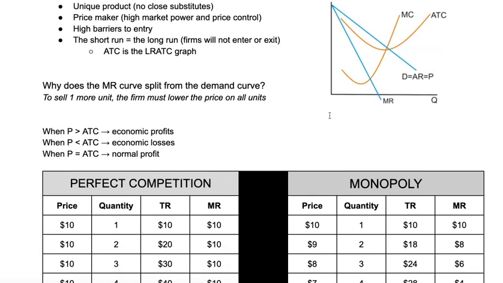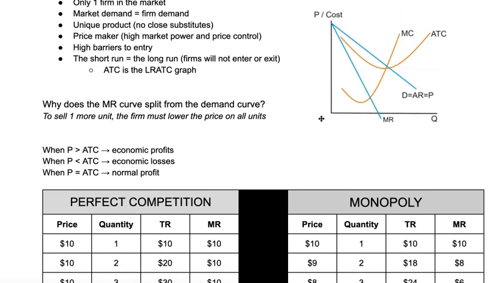Now, a couple things to note. It is likely you're going to be asked to graph a monopoly graph showing profits or losses. So you need to know what that looks like. More specifically, you need to know the formulas. So if your price is greater than your average total cost, you earn economic profits. If your price is less than your average total cost, you earn losses. Obviously, if they're equal, it would be normal profit.